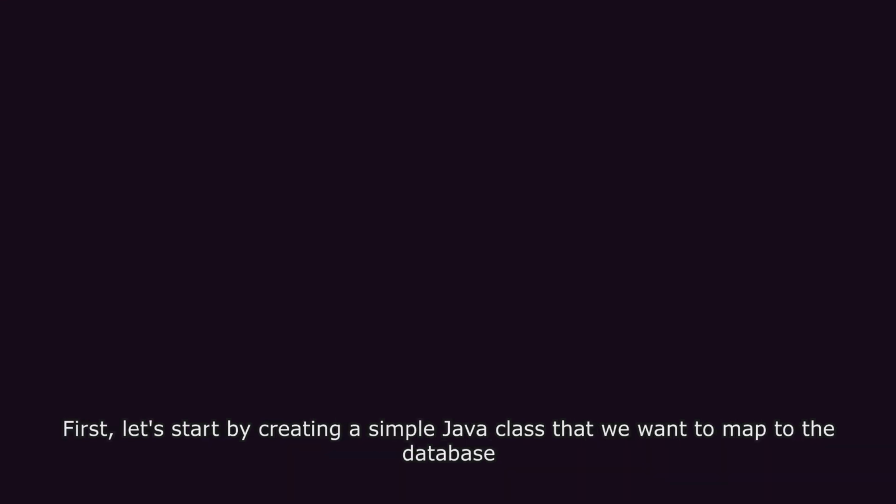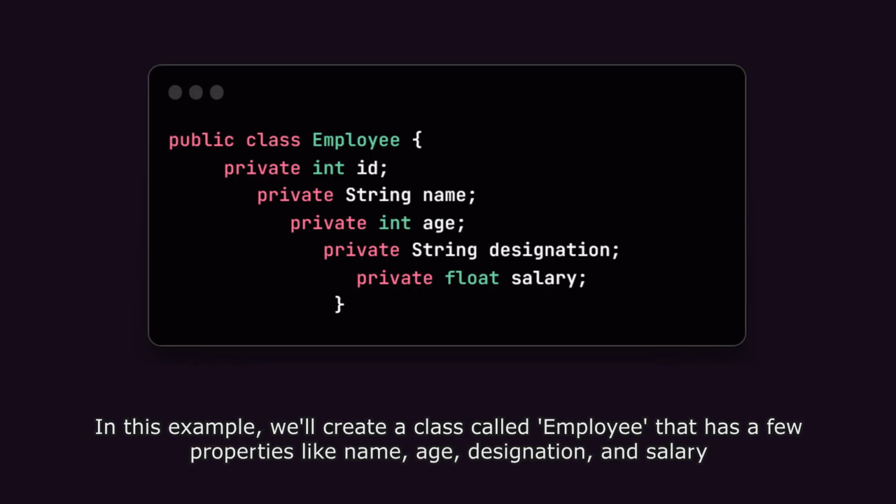First, let's start by creating a simple Java class that we want to map. In this example, we'll create a class called Employee that has a few properties like name, age, designation, and salary.